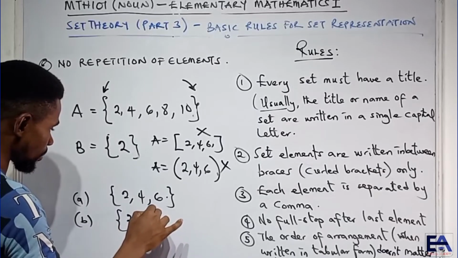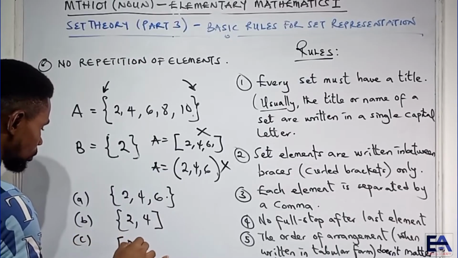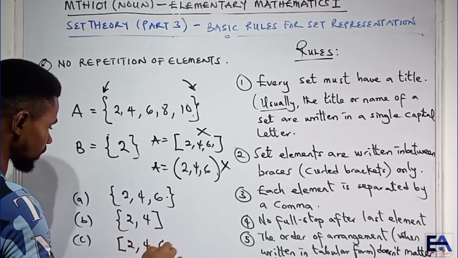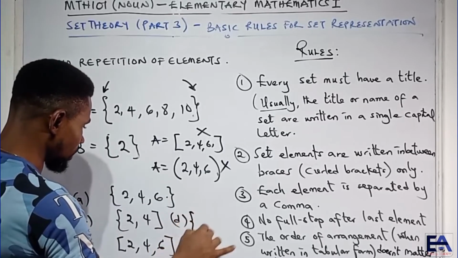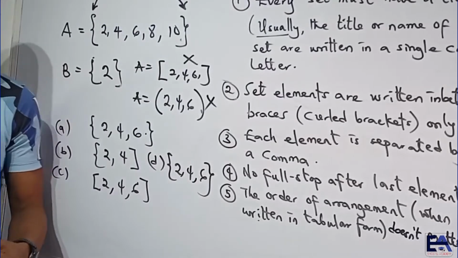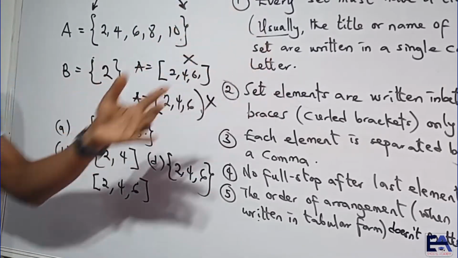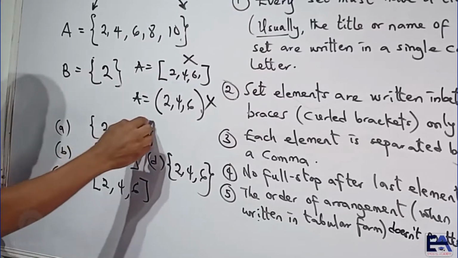Like this, or maybe C, something like this, 2, 4, 6, or maybe D, something like this, 2, 4, 6. And then, based on what you've learned so far before you go to this point, you can easily understand that this one is not a set.